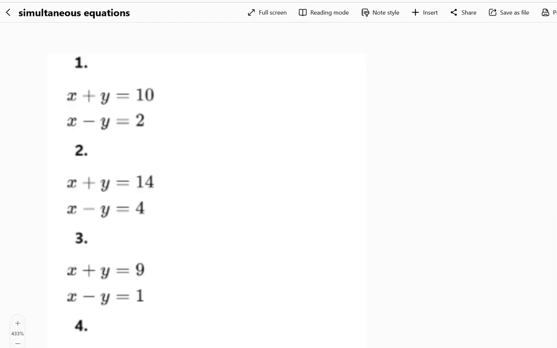This is method 1, and in method 2, you have to do substitution. You make one variable the subject and you make it as an equation, and you're going to put it into the other equation. And that's how you work out both variables. So I'm going to show you both of them. Let's start with this question here.